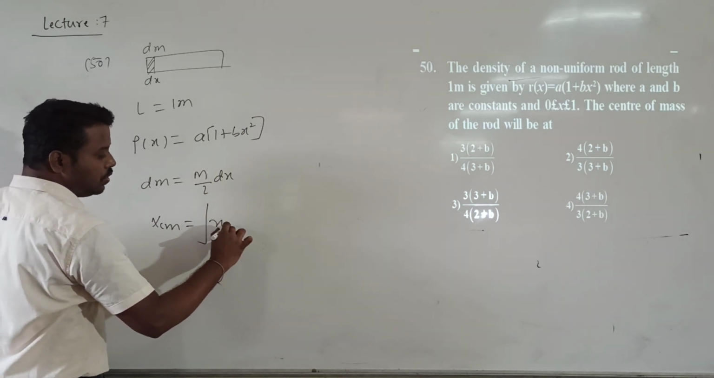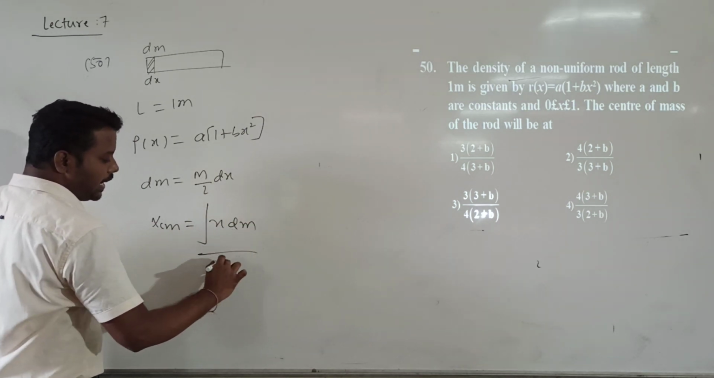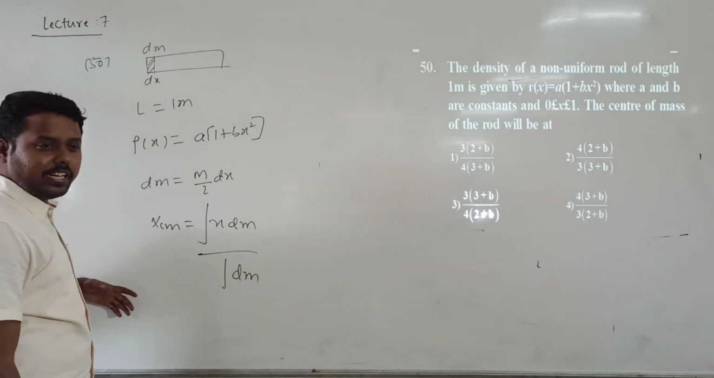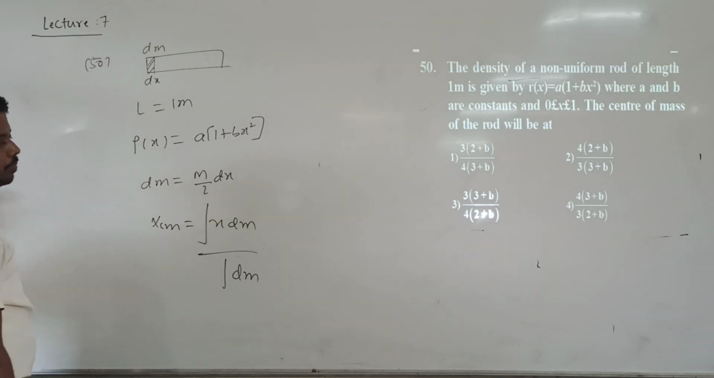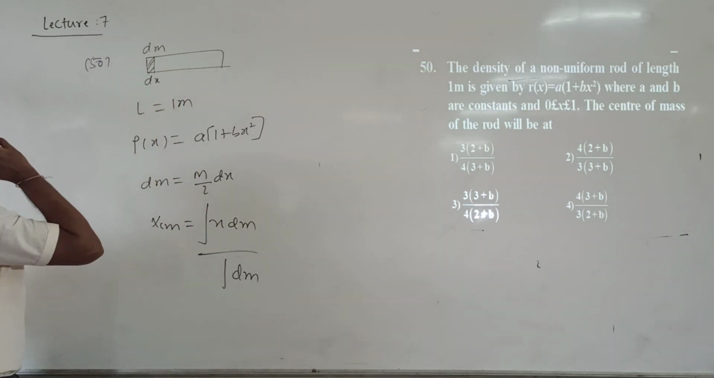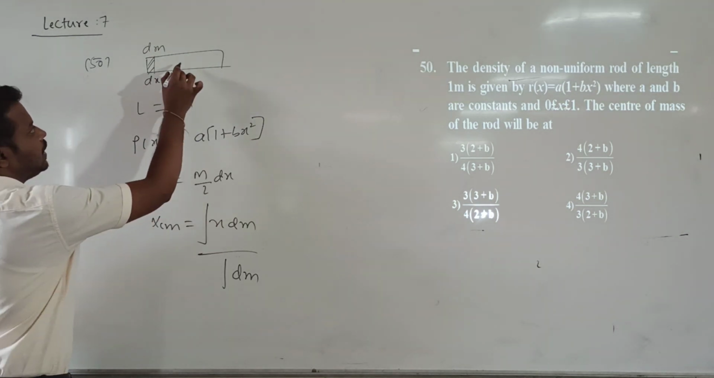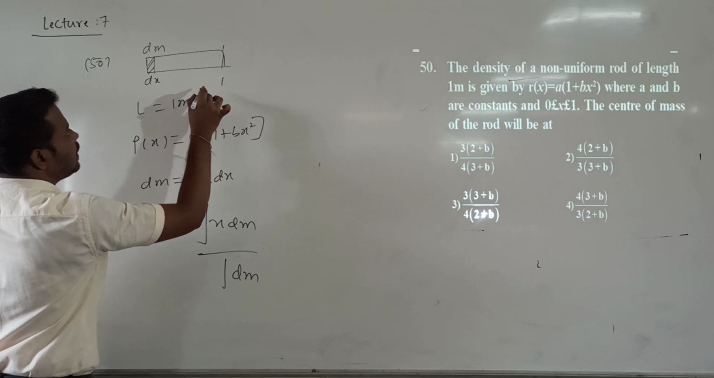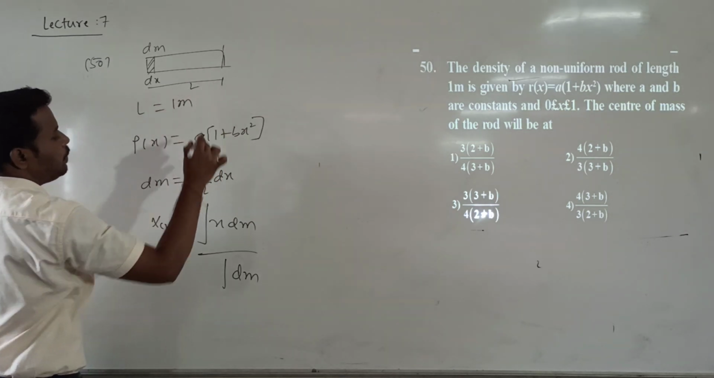Integration of x into dm by integration of dm. Correct? Integration of x into dm divided by integration of dm. What about this limits? You need to substitute the values of limits. If I consider from one end, this maximum distance value will be equal to L.